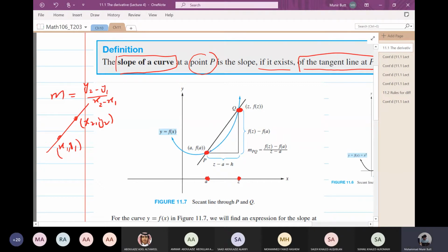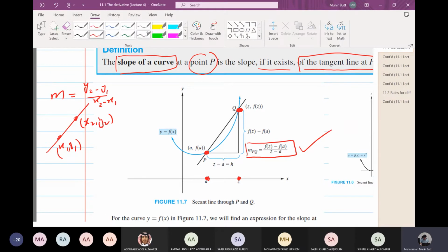Now if we join these two points, we will get a secant. A secant is a line which passes through 2 points of the curve, and we know the definition of the secant. So PQ is a straight line. What will be the slope of this secant? You remember, y2 minus y1 over x2 minus x1. You all agree with this? Yes. Okay.